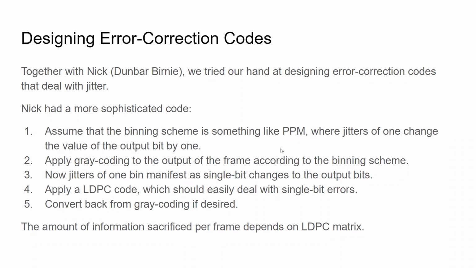Nick, on the other hand, had a little more sophisticated code. I don't know if he mentioned this, but you apply the binning scheme, or at least something like PPM, where the jitters of one change the value of the output bit by 1. Because of that, you apply gray coding to the output of the frame according to the binning scheme. Because of how gray coding works, jitters of 1 are going to end up changing just 1 bit in this gray code. And so these can be fixed easily by an LDPC code. And then if you want, you can undo the gray coding.